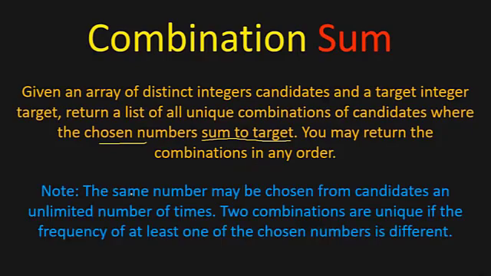Note that the same number may be chosen from candidates an unlimited number of times. Two combinations are unique if the frequency of at least one of the chosen numbers is different. This is the problem statement.